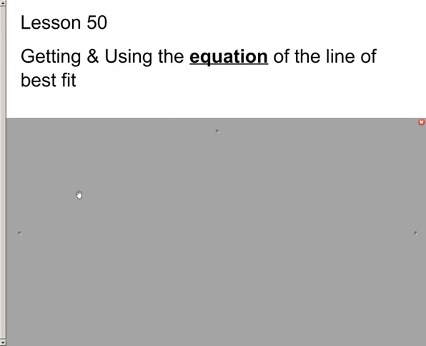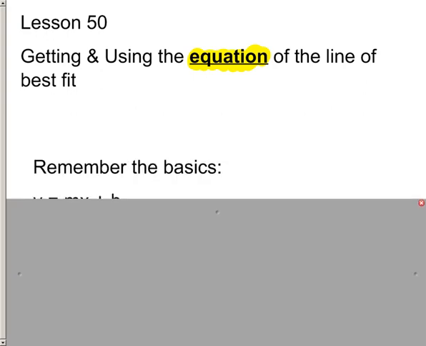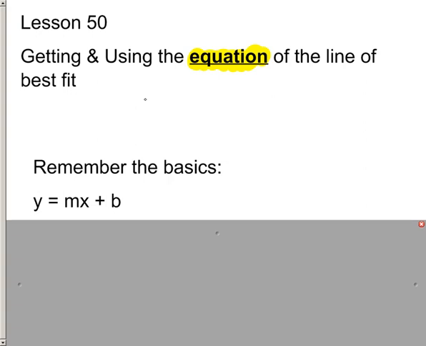Okay, let's delve a little bit further into the land of line of best fit. And today we need to be looking at the equation of the line of best fit. There's two different examples I want to show you, but just a quick recap real quick. Remember the basics of equations. Basically, y equals mx plus b.